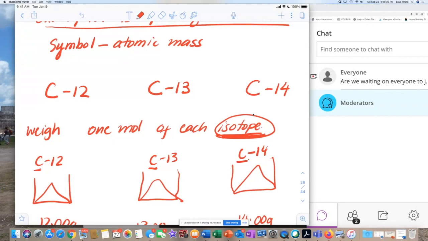Here we have one word. Isotope stands for elements having atoms from the same element, and they happen to weigh different amounts when they're weighed. Okay?